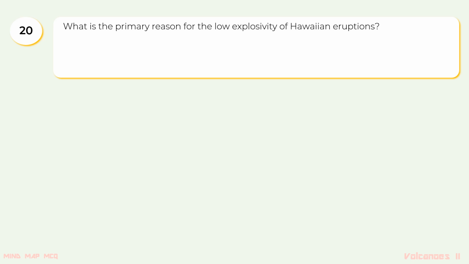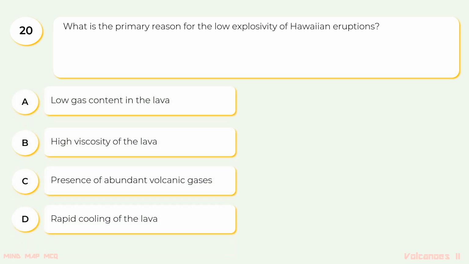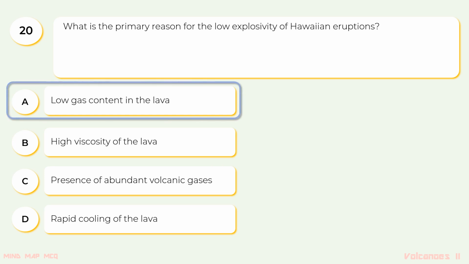What is the primary reason for the low explosivity of Hawaiian eruptions? The options are A. Low gas content in the lava, B. high viscosity of the lava, C. presence of abundant volcanic gases, and D. rapid cooling of the lava. The correct option is A. low gas content in the lava.